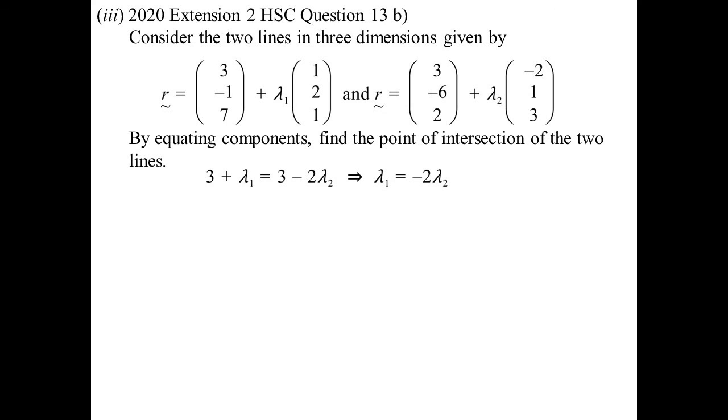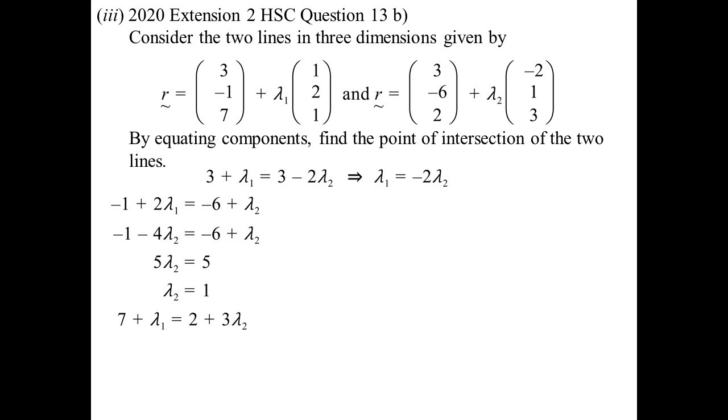Now I'll look at the y values. Minus 1 plus 2 lambda 1 is going to be the same as minus 6 plus lambda 2. But we just said lambda 1 was minus 2 lambda 2, so I can substitute that in. I've now got the value for lambda 2. Hang on, I already know what's going on. I'm going to do the z values, and I'll explain why in a second. 7 plus lambda 1 is equal to 2 plus 3 lambda 2, but we know lambda 1 is minus 2 lambda 2. Oh, look at that. Lambda 2 is equal to 1, which we already knew.